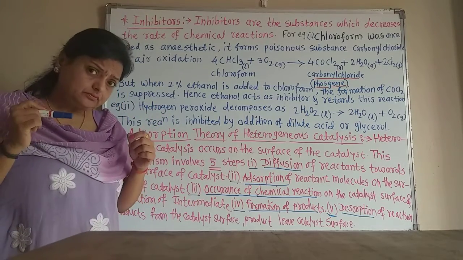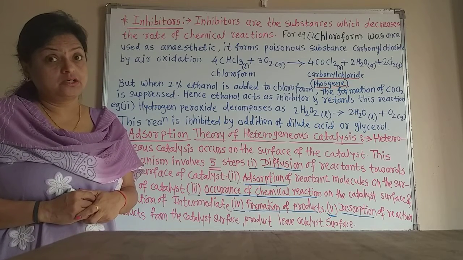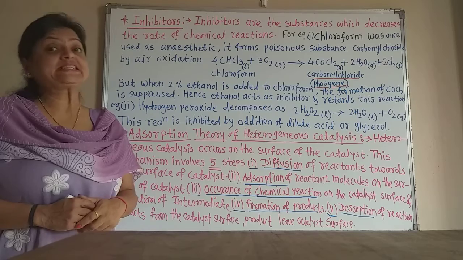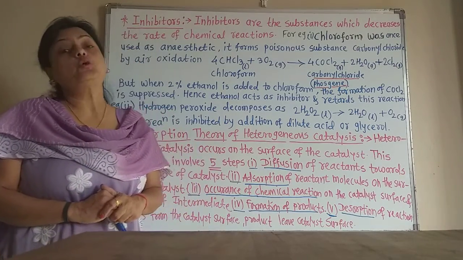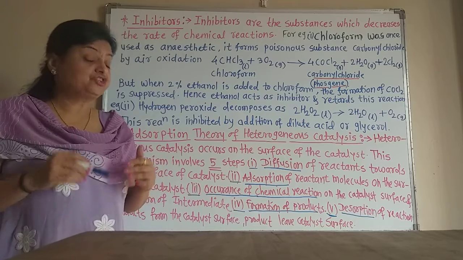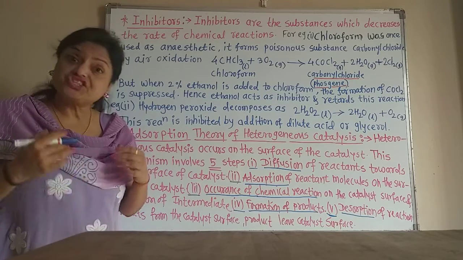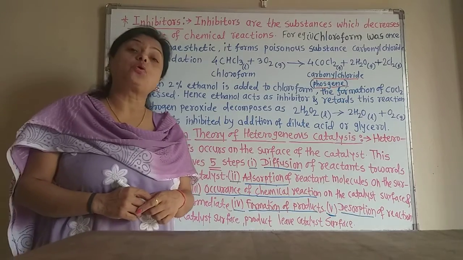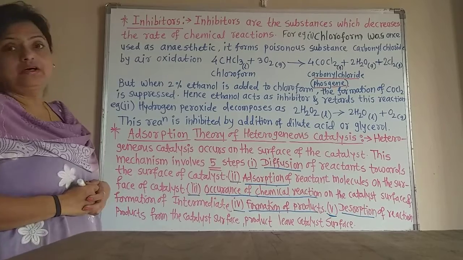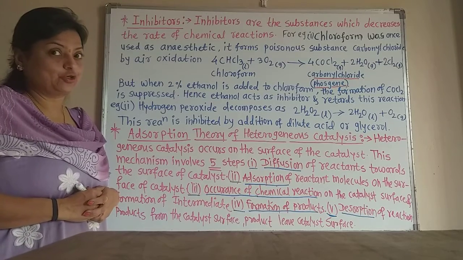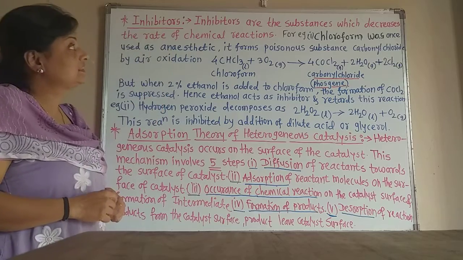Now there are some chemical substances which inhibit the rate of the reaction or decrease the rate of the reaction, due to which the reaction retards or cannot occur. Such chemical substances are called inhibitors. Now let us learn the definition of inhibitors. What is meant by inhibitors?